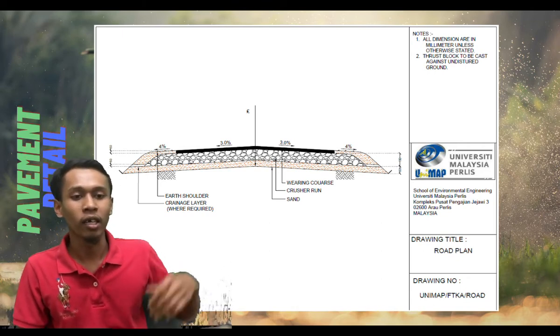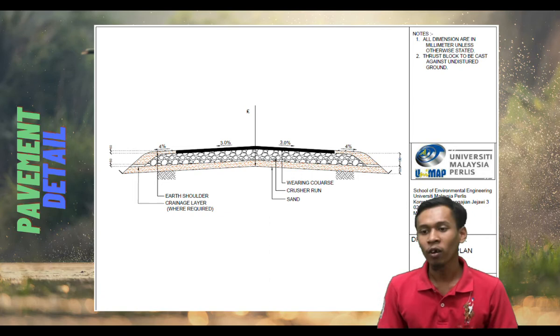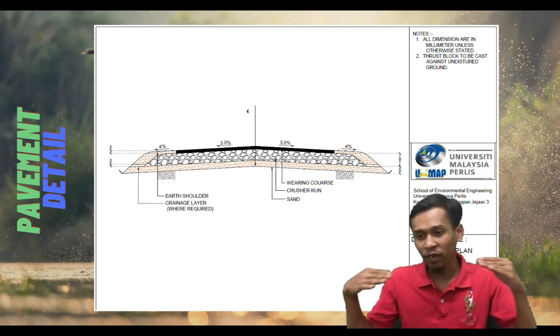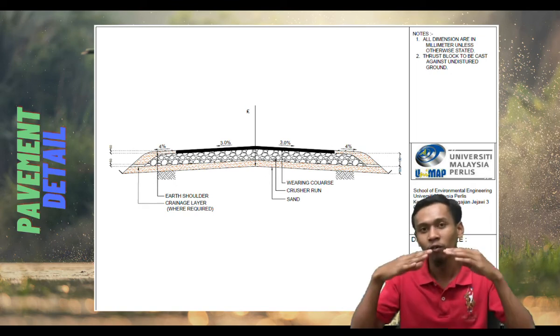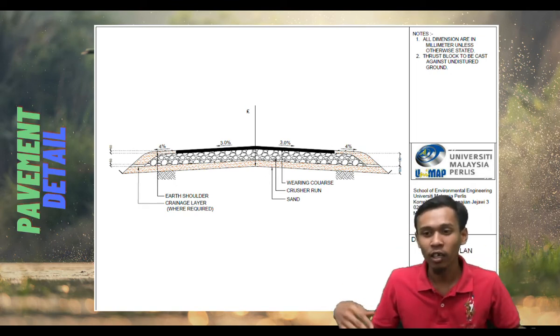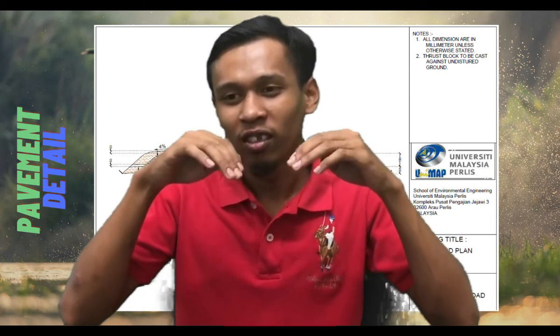For the roof plan, we use an elevation of 3%. For the water, for the elevation, we use 3% for the water to flow down to the drainage.